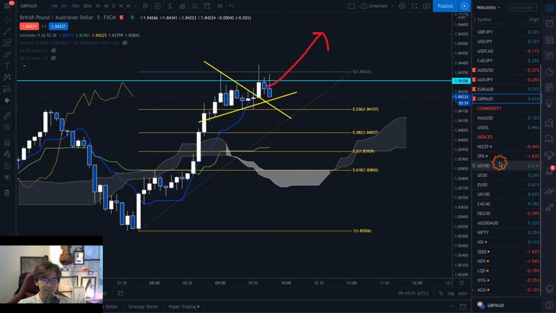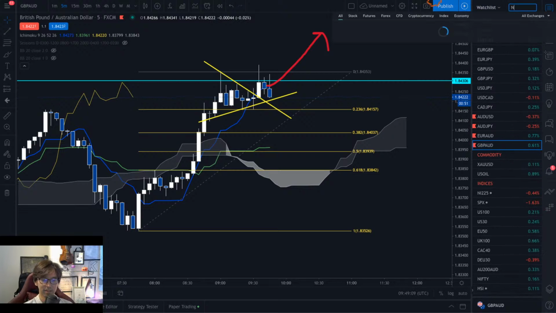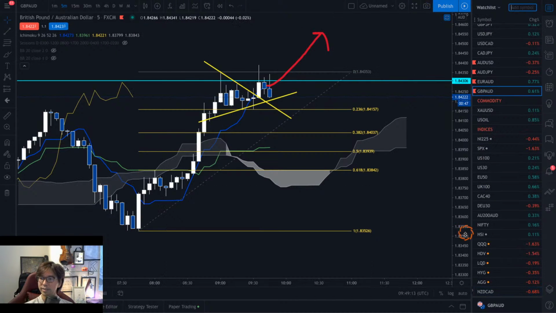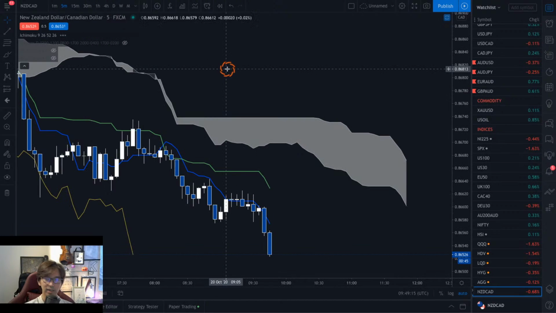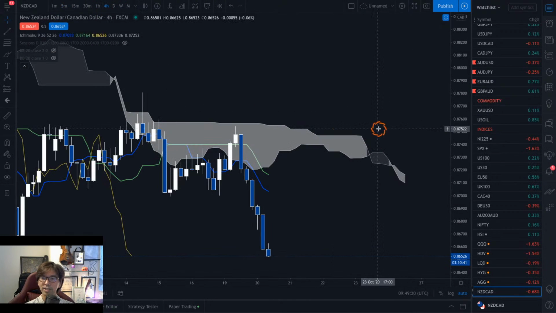Alright, so let's look at the New Zealand CAD, and we're going to end the live afterwards. NZD CAD on the 4-hour chart. Let's see. Alright, yes, this is a nice downtrend. So you got it.